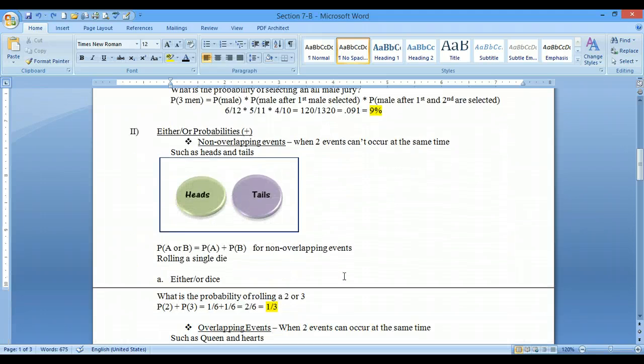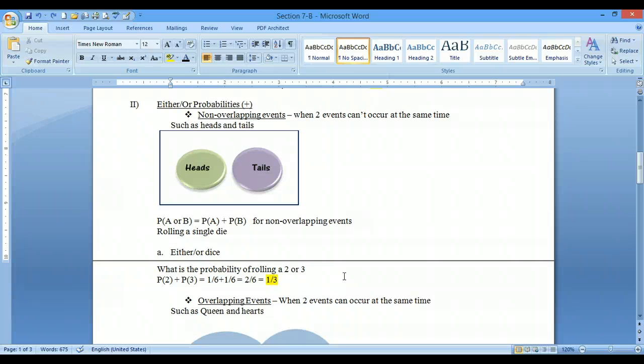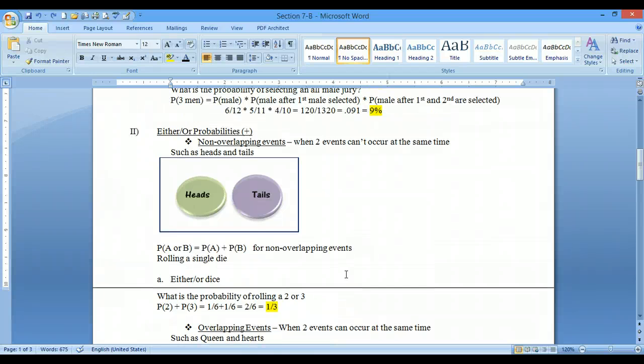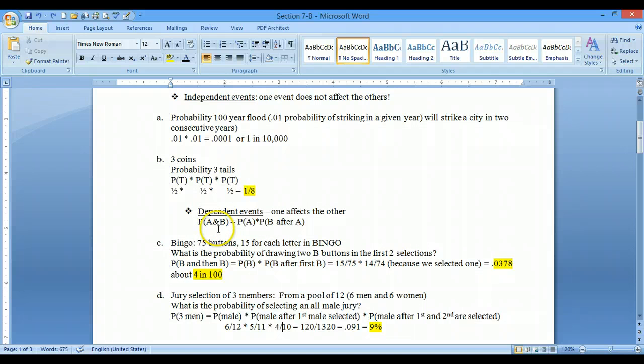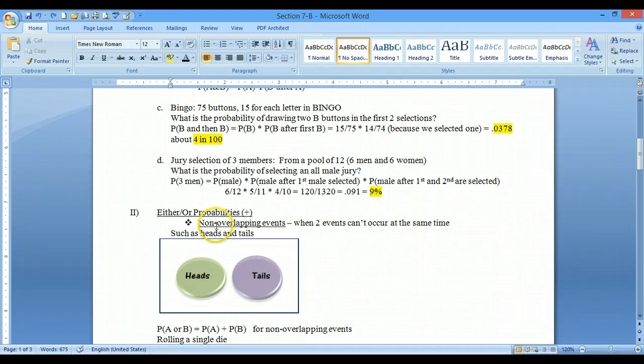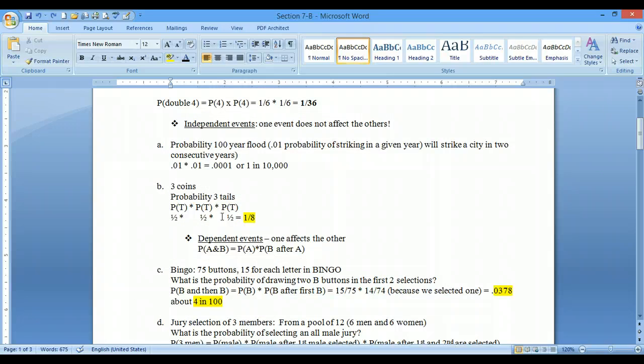Moving to Roman numeral 2. When we see either or probabilities, this is adding. So remember, and means multiply, either or means add. And with the ands, we have independent and dependent. With the either or, we have non-overlapping or overlapping. I'd kind of write that out in maybe some notes somewhere so that you remember. And means multiply.